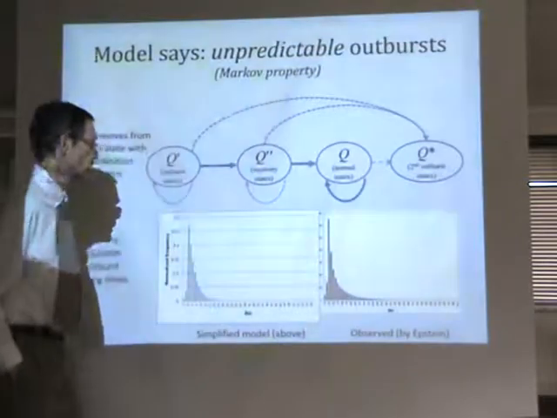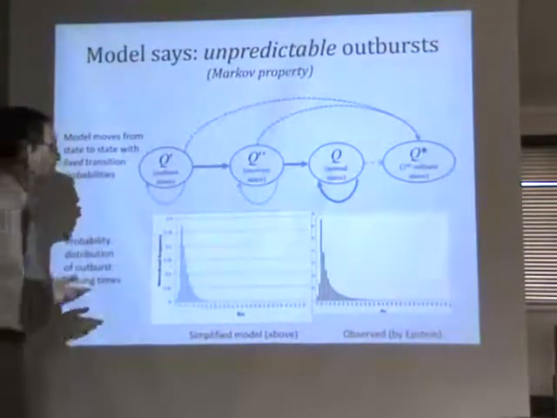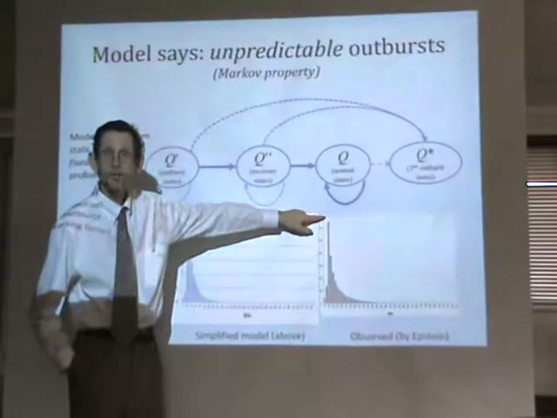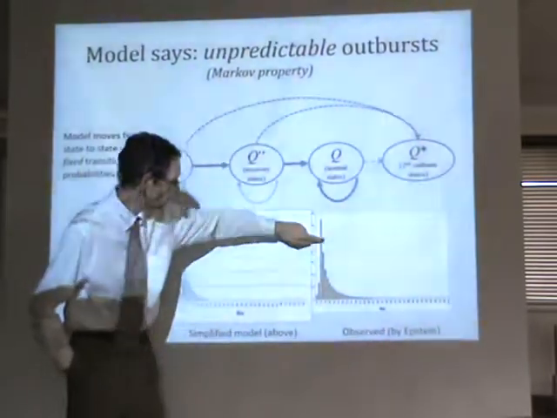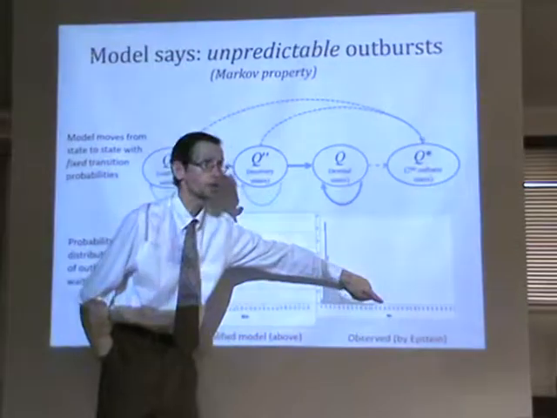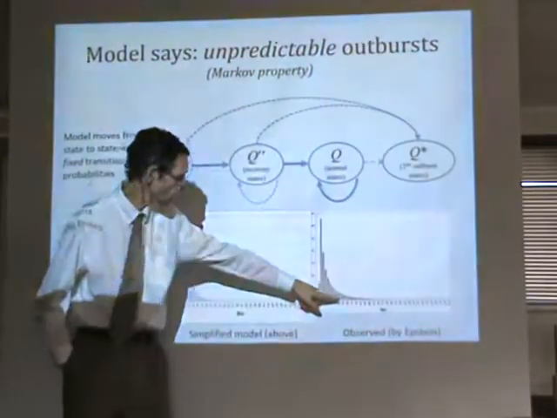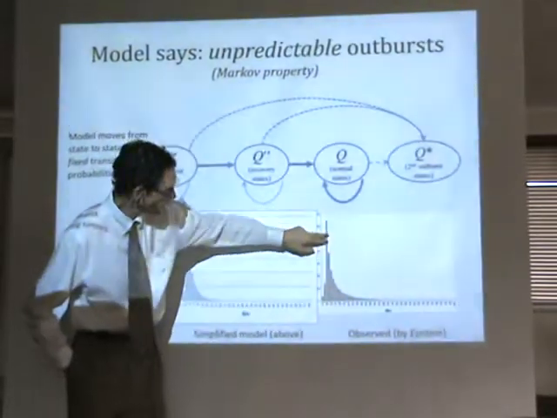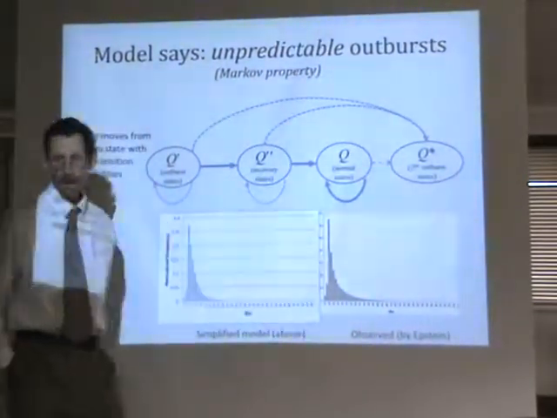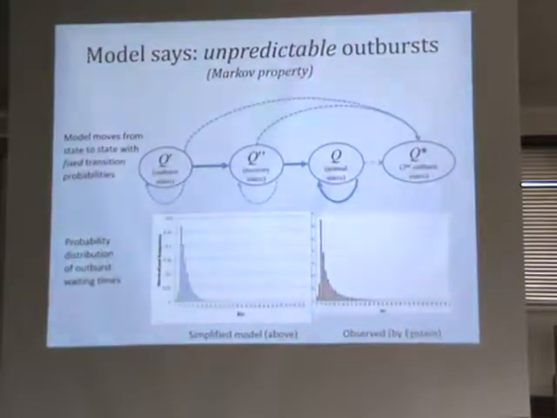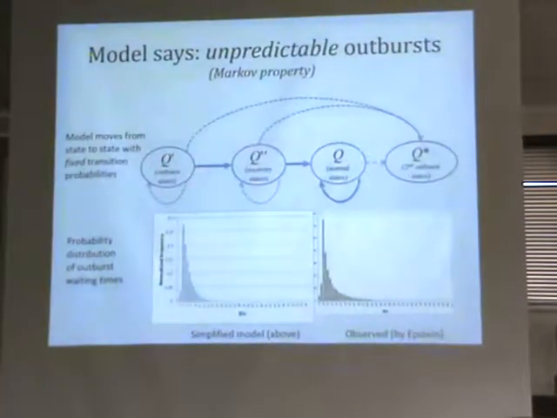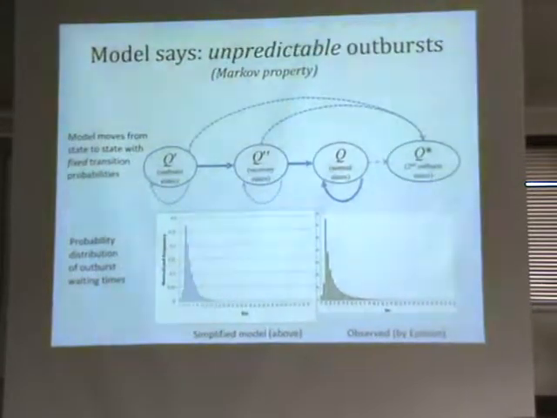So you can see that there seems to be one particular preferred time between bursts, and then you have this kind of tailing off. So you may actually go a long time between bursts, but it's more likely that the bursts will be soon. So how do you explain this distribution of times between bursts?